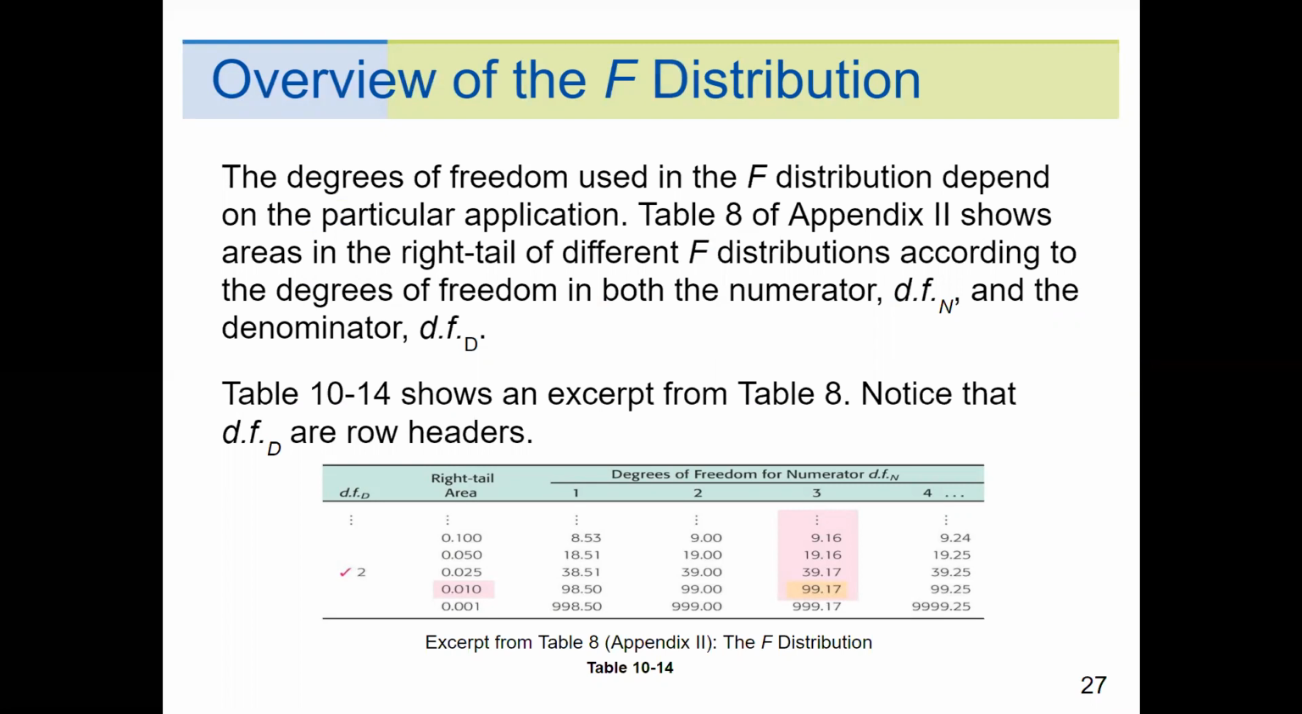The degrees of freedom used in the F distribution depend on the particular application. Table 8 of Appendix 2 shows the area in the right tail of different F distributions according to the degrees of freedom in both the numerator and denominator. Table 10.14 shows an excerpt from Table 8. Notice that the degrees of freedom for the denominator are row headers.